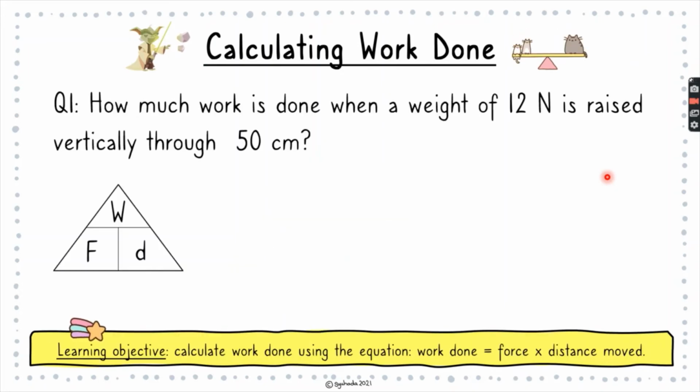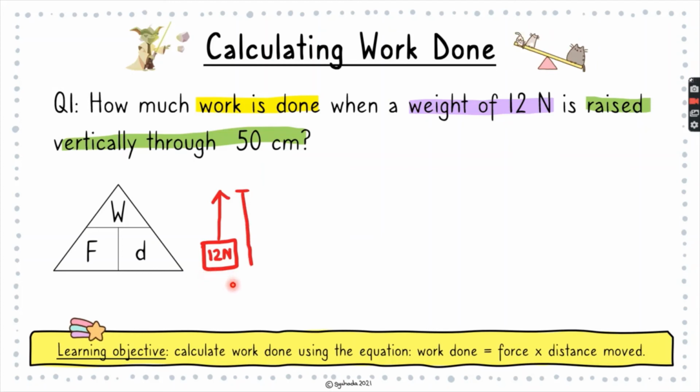Right, so we have a problem right here. So usually, I guess an exercise, a question. Yes, so question 1. How much work is done when a weight of 12 Newton is raised vertically through 50 centimeter? Okay, so firstly, we have a question asking us about work done. To calculate work done, we have weight in 12 Newton. So Newton, remember, that is a force already. So this is the force we're talking about. And it is raised vertically through 50 centimeters. So that is the distance that we're talking about.